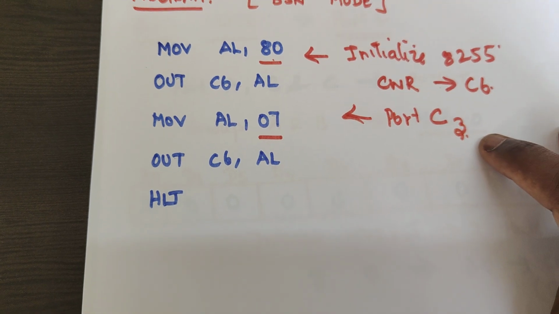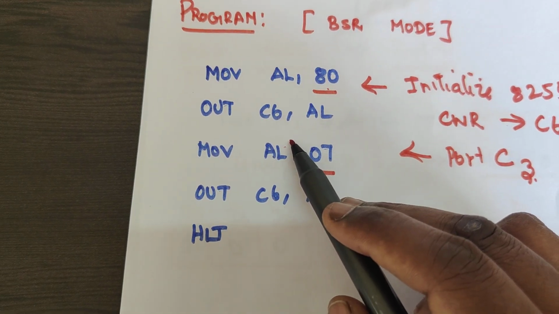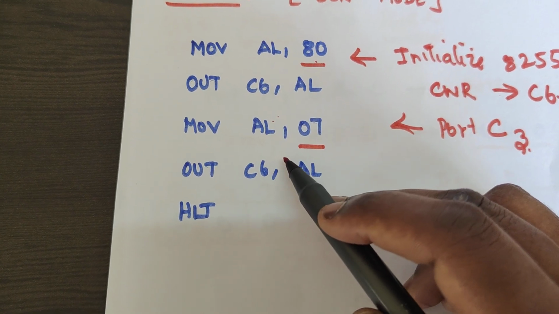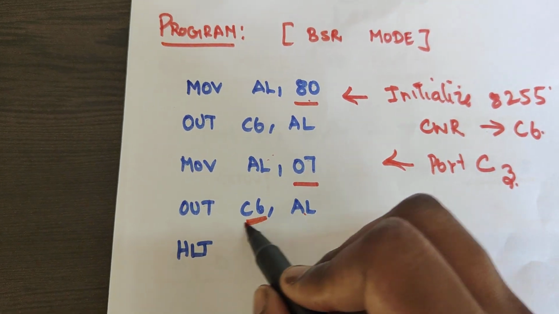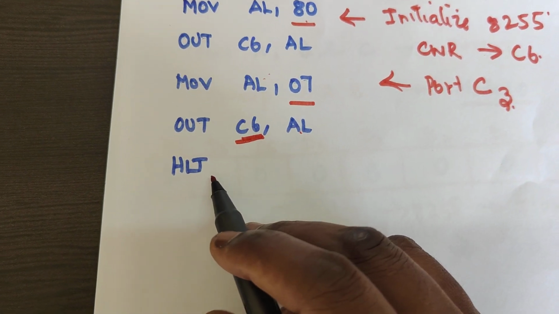So for bit 3, we have calculated the value 07. Move the value to my AL register. From the AL register, move that value to my control word register. The control word register address will be C6. After moving, terminate your program with HLT.